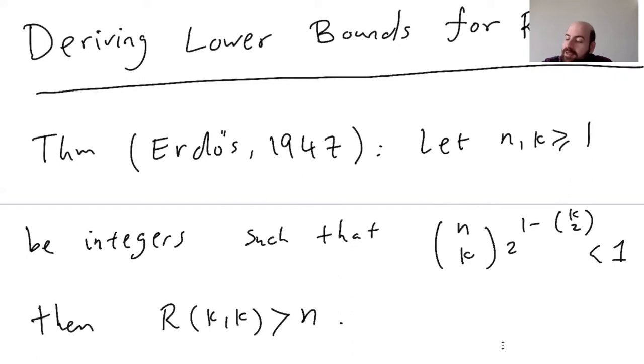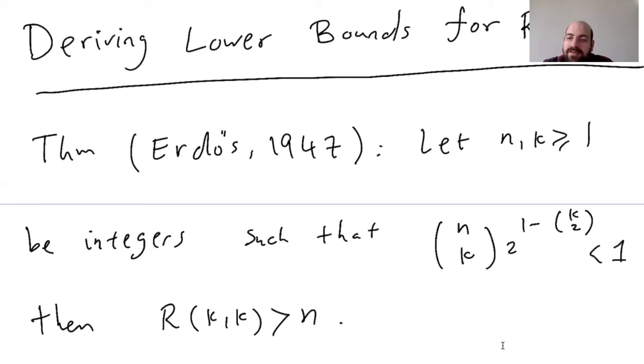Now, how can we check whether this bound holds or not? There's just one condition that we need to check. Once you give me two numbers n and k, I'll immediately check whether n choose k times 2 to the power 1 minus k choose 2 is less than 1 or not. If it's less than 1, I can immediately say that capital R of k and k is bigger than n.